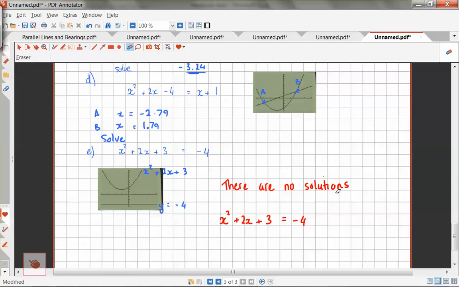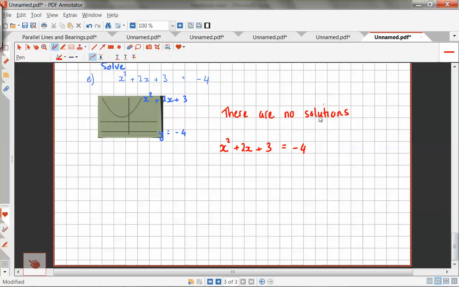Well, you don't get minus 4. You don't get minus 4. You can never get minus 4. It's not that you don't know, it can't happen. So it's impossible. When it says there are no solutions because the lines don't cross, this will never equal this. This cannot happen. Ever. X squared plus 2x plus 3 will never equal minus 4. Doesn't matter what number you put in, it will never equal minus 4.